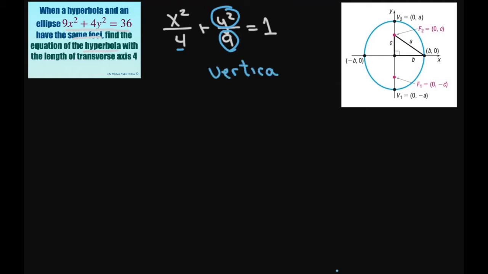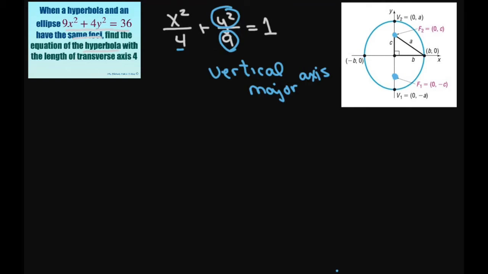So I'm going to take my ellipse here and divide each term by 36. That gives me x squared divided by 4 plus y squared divided by 9 equals 1. Alright, that means since my 9 is bigger than my 4 and it's under the y, the ellipse has a vertical major axis. So it means the foci are going to be on the y-axis, like that.